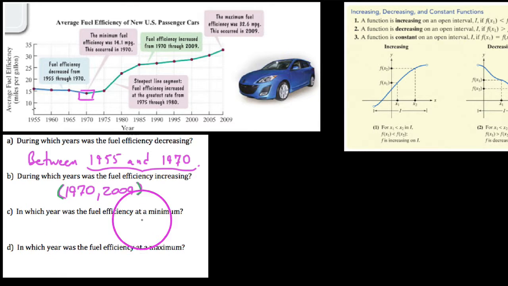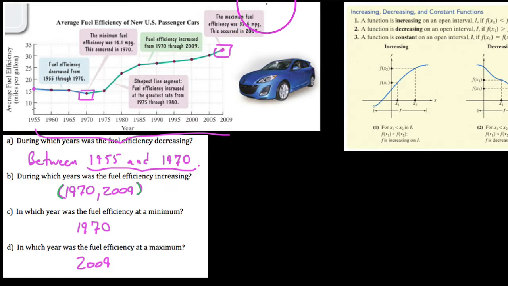So we ask, in which year is the fuel efficiency at a minimum? Well, it appears to be at 1970, because our graph went from decreasing to increasing. And in which year was the fuel efficiency at a max? Well, at least on this closed interval from 1955 to 2009, I say closed because we do have the endpoint data here, I would say 2009 looks like it's at a maximum. So we say 2009. When we talk about maxes and mins, we're talking about where they occur. When we refer to them, we use the x values.